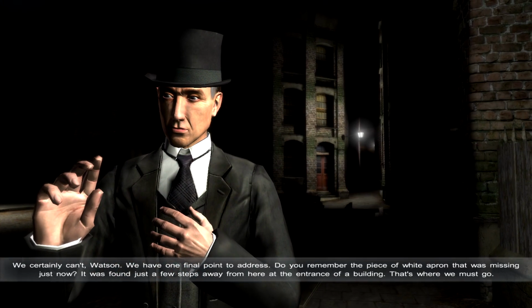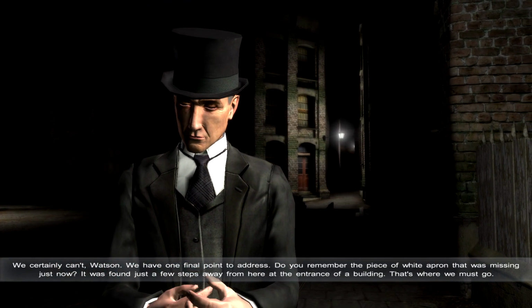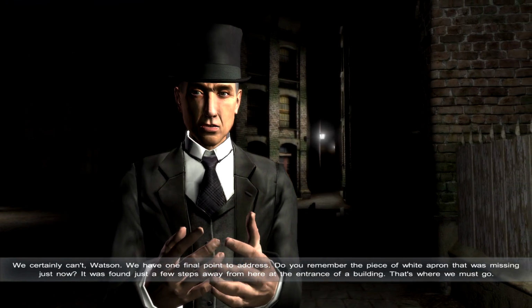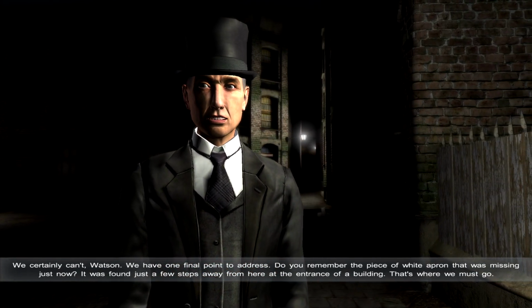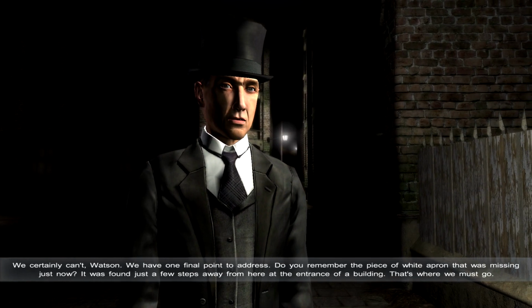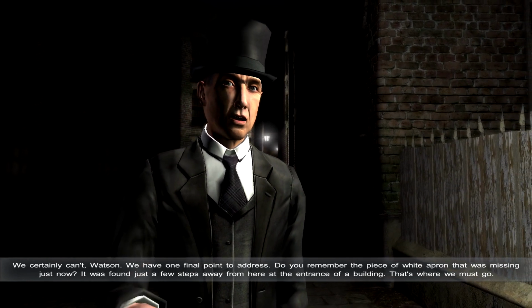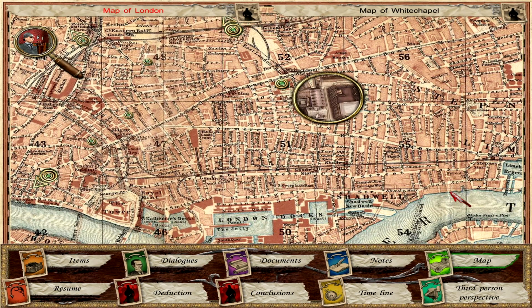We certainly can't, Watson. We have one final point to address. Do you remember the piece of white apron that was missing just now? It was found just a few steps away from here, at the entrance of a building. That's where we must go. Okay. Entrance to what building?